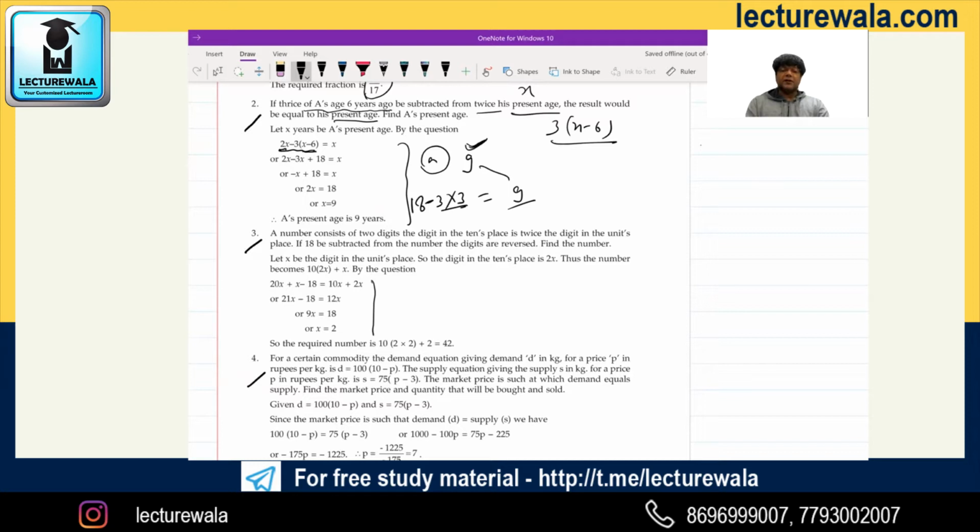Now, the question says a number consists of 2 digits. The digit in the tens place is twice the digit in the units place. What is the answer? 42. Obviously it will be present in one of the options. I will check the conditions. Guys, this is the units place and this is the tens place. The digit in the tens place is 4. The digit in the units place is 2. The question says the digit in the tens place is twice the digit in the units place. 4 is twice of 2.